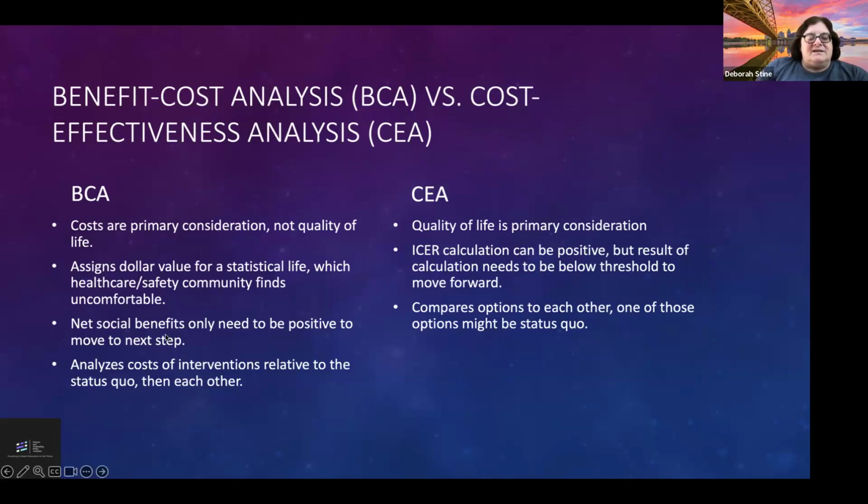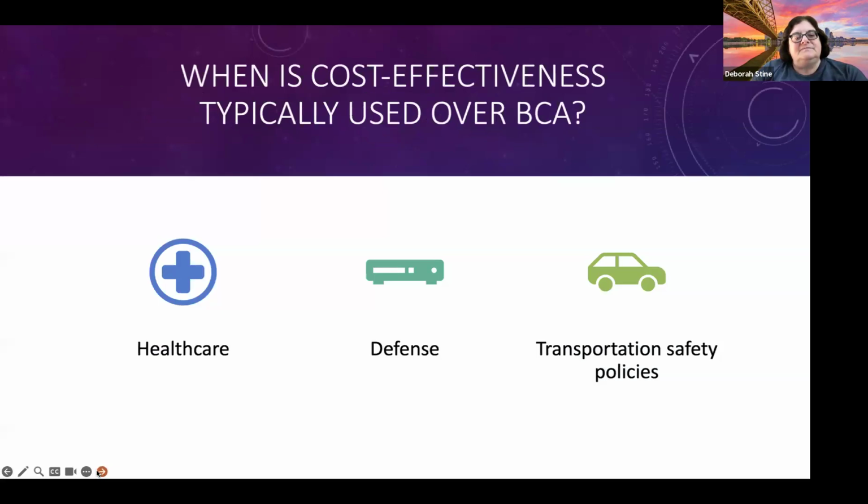In benefit cost analysis, the net social benefits just have to be positive. The benefits have to outweigh the cost to go to the next step, and it analyzes the cost of the interventions relative to the status quo rather than to each other. But in cost effectiveness analysis, you're basically comparing two options relative to each other, two different interventions. It's most commonly used for issues related to healthcare, defense, transportation safety, almost anything that involves human lives.